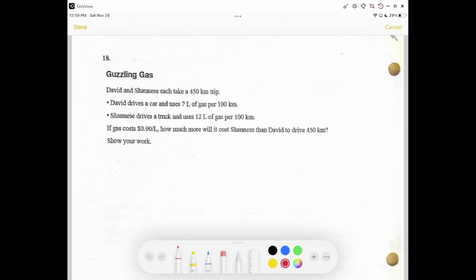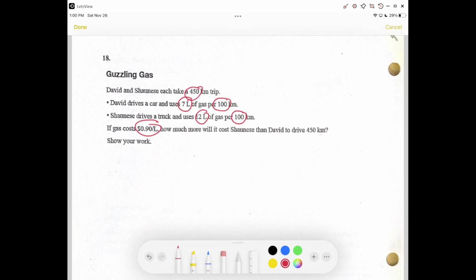Well, it's simpler than you think. We know that David drives a car and uses 7 liters per 100 kilometers, and Shanice drives a truck and uses 12 liters per 100 kilometers. And we also know that it's 0.9 per liter. So first, we're going to find out how much it costs for either of them to drive 100 kilometers. And after we find that, we're going to find the cost for 450 kilometers.